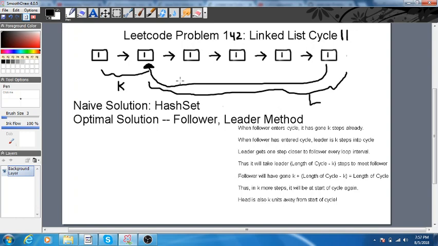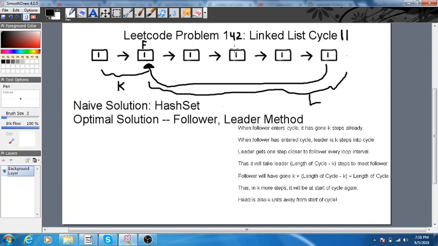So the leader is k steps into the cycle when the follower gets here. This is where the follower is, and the leader's k steps in. If the leader were also here, it would have to go the length of the cycle to get back. But it's already gone k steps, so it only has to go the length of the cycle minus k steps to get back to the follower. It gains on the follower by 1 every single iteration. Every time the leader moves by 2, it gains 1 on the follower, who only moves by 1.